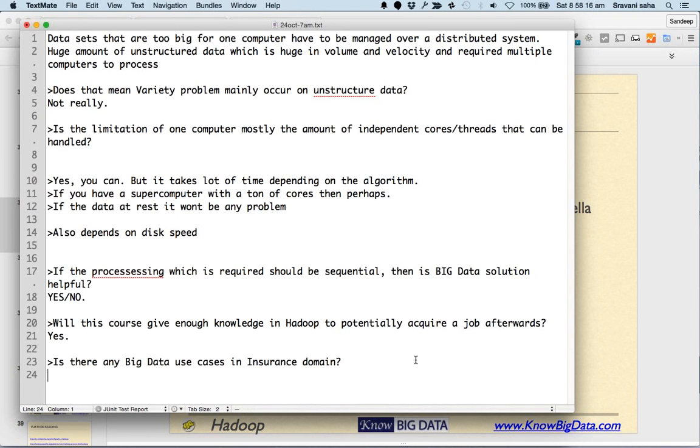So Rohit's question is, is there any big data use case in the insurance domain? Yes. In case of insurance, figuring out how much insurance a person can be covered with is a very big data problem. There are many use cases, such as if you know about all the people who failed. Let me take a step back and explain again.